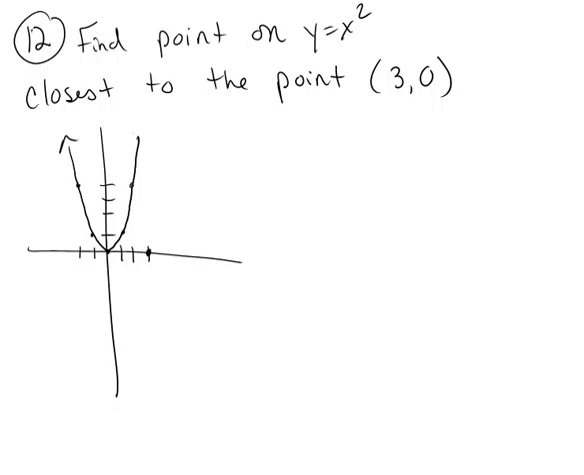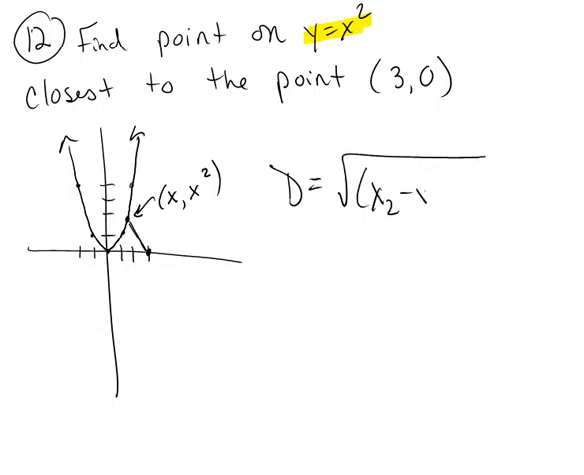Okay, so any particular point on this parabola has the coordinate (x, y), but you're told that y is equal to x squared, so it has the coordinate (x, x squared). And if you wanted to find the distance between these two points, you would use the distance formula, which is the square root of (x2 minus x1) squared plus (y2 minus y1) squared. But that's yucky if you're going to be taking the derivative of it and such.